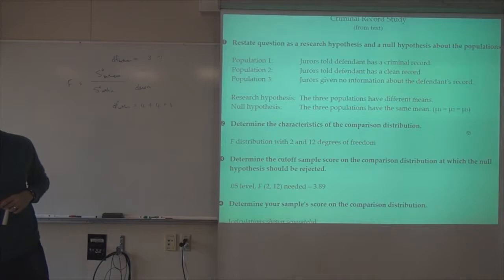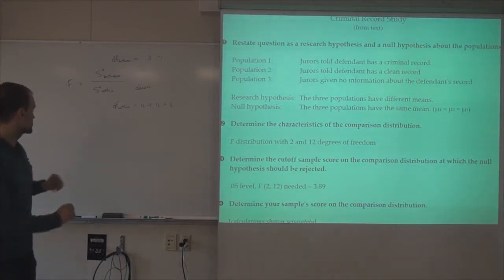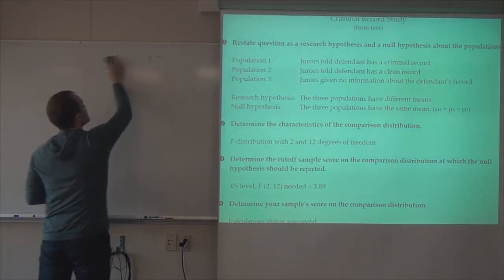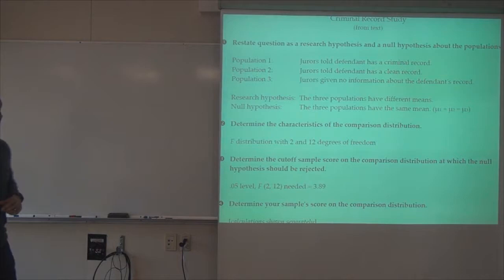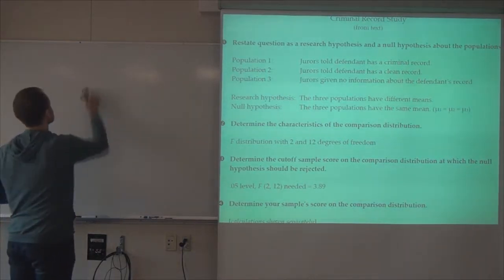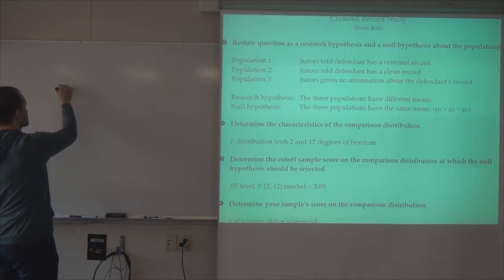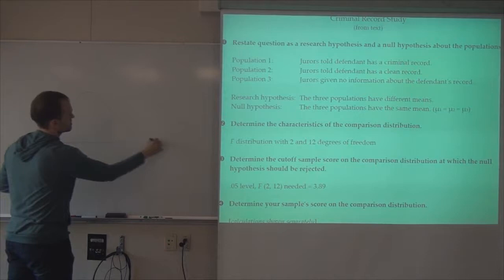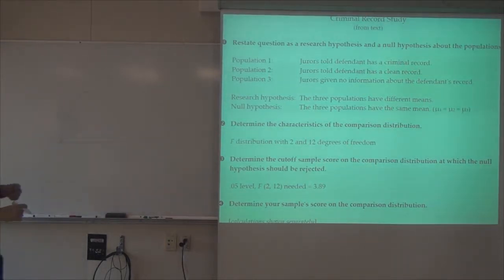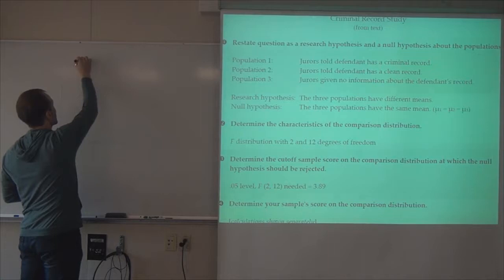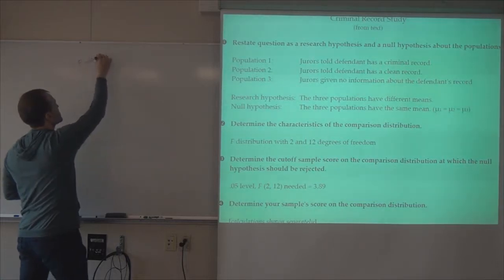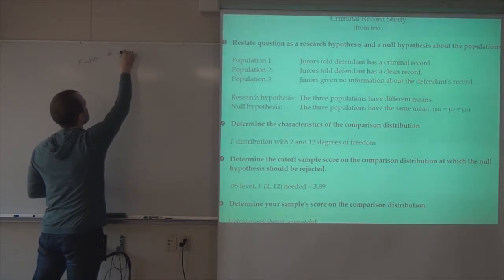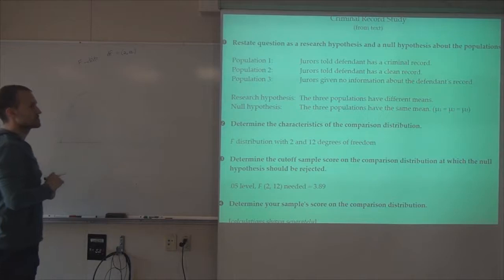So let's just see. Let's visualize this first, so I know it's 2 and 12. Let's visualize what the F distribution looks like. In this case, all my hypothesis tests will be one tail. So this is an F distribution, degrees of freedom 2 and 12, we said.